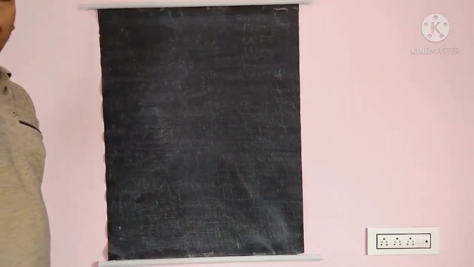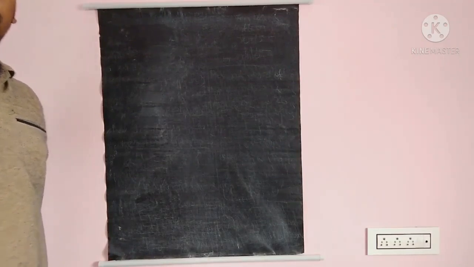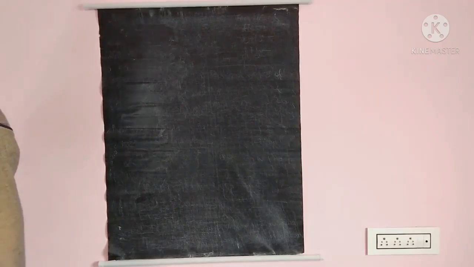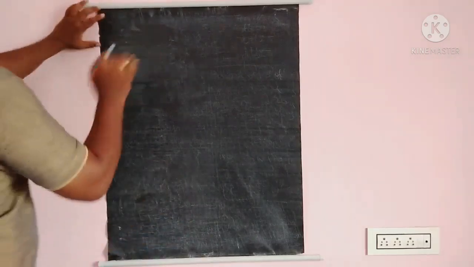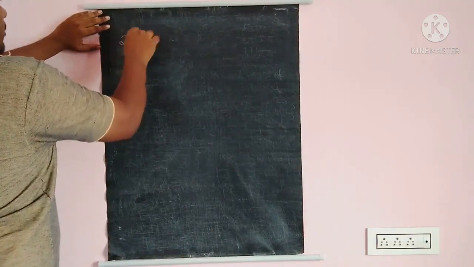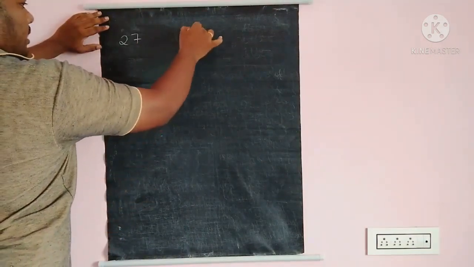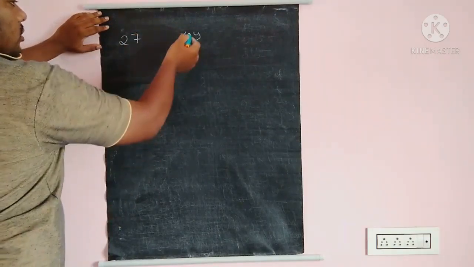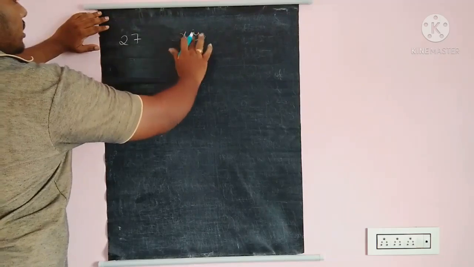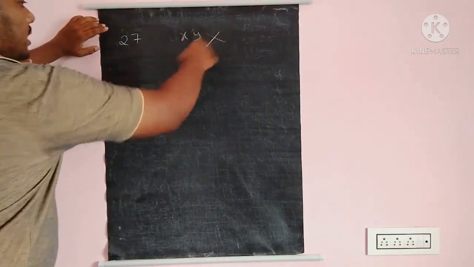Before solving the third problem, you should first have an idea how to represent a 2-digit number with variables. First I will explain that, then we will discuss the problem. For example, if I take a 2-digit number 27, suppose I write it like this, xy. Actually, xy will represent the product.